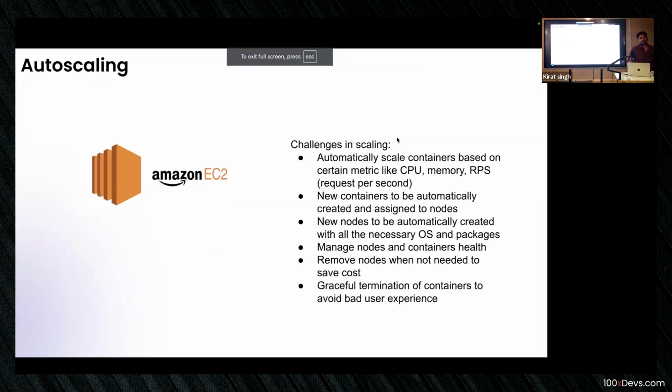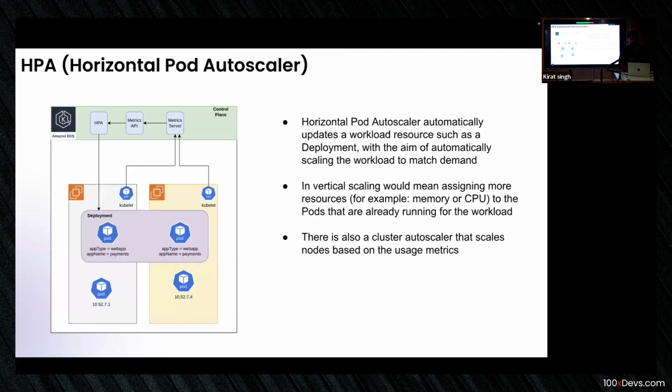So autoscaling in Kubernetes, we discussed autoscaling, right? It's not just Docker that we want to scale. We also want to scale the EC2 machines. There's something in Kubernetes known as the horizontal pod autoscaler.